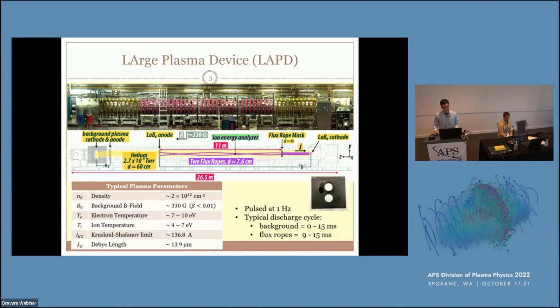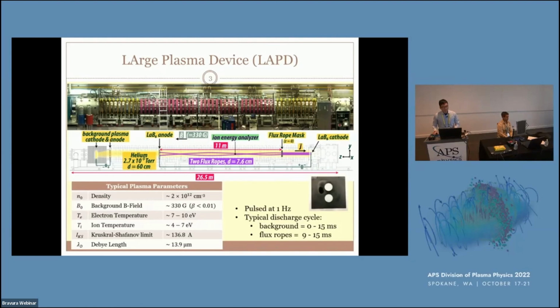To produce the flux ropes, on the other end of the machine, we have another lanthanum hexaboride cathode. When this cathode discharges, the plasma passes through a carbon mask that has 2 holes in it. These 2 holes are about 7 centimeters in diameter, and they produce 2 columns of plasma, which are the flux ropes. The flux ropes terminate at the anode that is 11 meters away from the flux rope mask. Unlike Andrew's experiment, this is line tied only on one end. It's line tied at the mask, and then it's free at the anode, so it's free to oscillate.